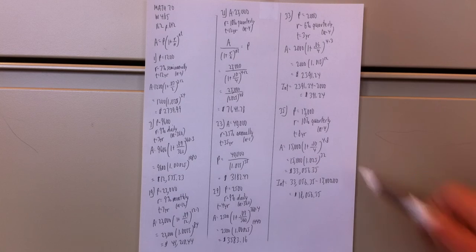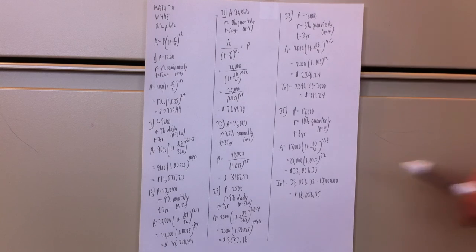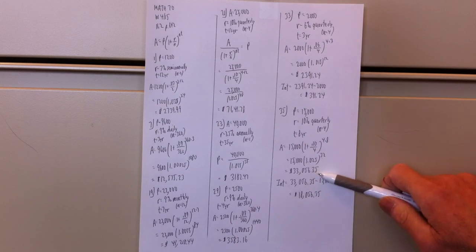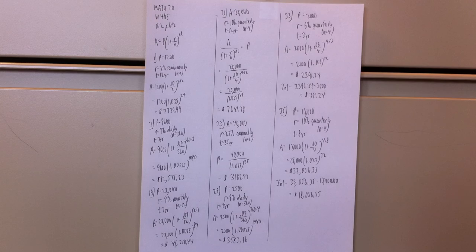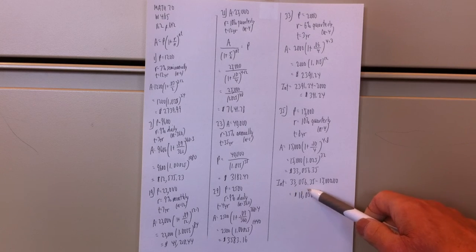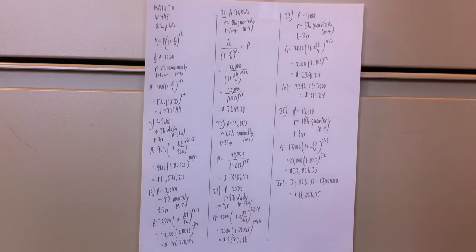So punch all of this out on your calculator. 33,056.35 is the new amount. So how much is the interest? I take the new amount, subtract my original principal. So 33,056.35 minus 15,000. And that comes out to be 18,056.35, which is considered interest. That would be considered interest income. And again, for tax purposes, that's what you would have to report to the IRS or Franchise Tax Board.